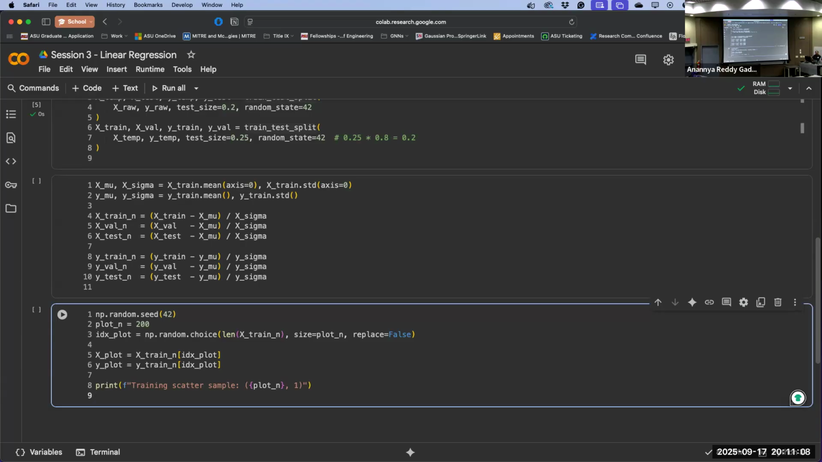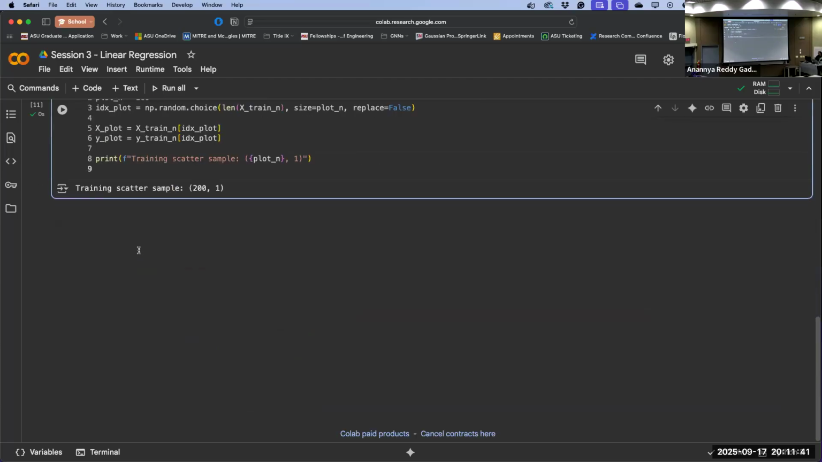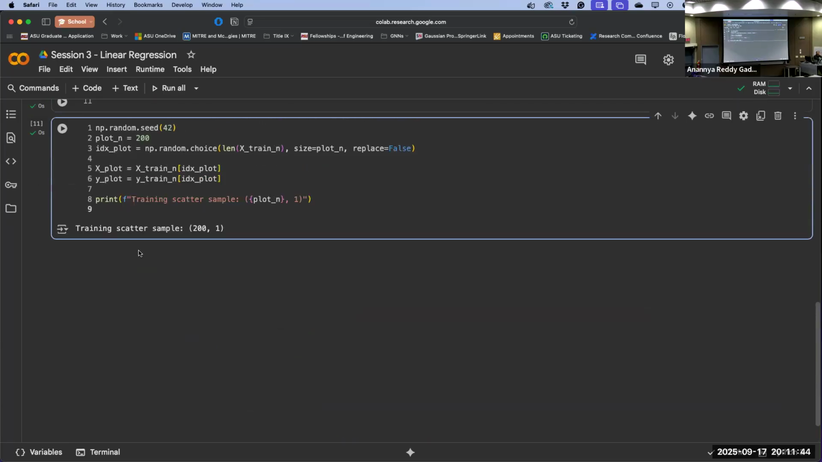So this is the next cell where we wrote code, again setting the random state to 42. Since the data set is very large, I'm only selecting 200 data points so that we can see the visualization of the scatter plot. Let's plot the scatter, and I will show you how it looks. It just shows that I have chosen 200 data points.